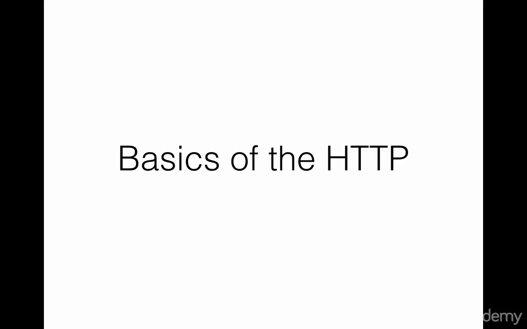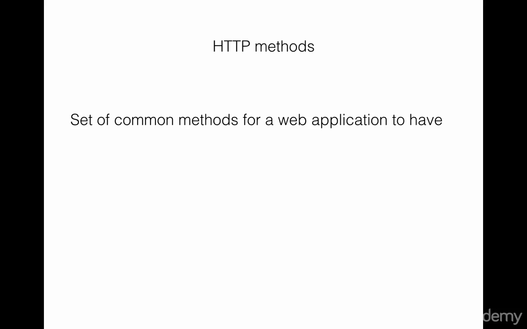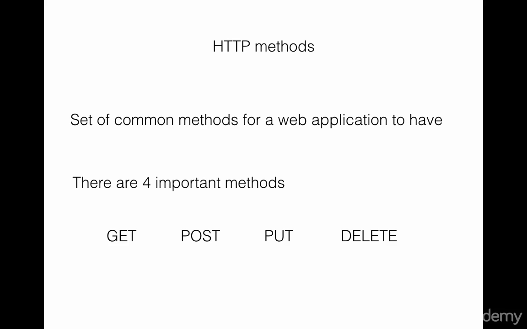In this section, I'm going to cover the basics of HTTP. This section is important because without this knowledge, you probably wouldn't understand most of the node.js code later on. So let's get started. What is HTTP? HTTP is a protocol for every web application you have, and it has a set of common methods that almost every web application has. The major HTTP methods are get, post, put, and delete. And I'm going to explain each one of these in detail.